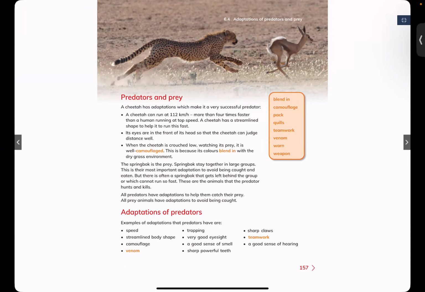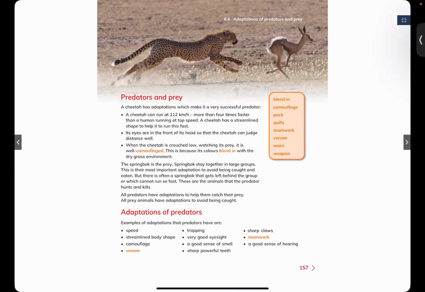Now, similarly, if the predator has certain adaptations, the prey also has them. So preys are generally weaker, right? But again, there are certain adaptations that they have developed so as to escape from danger. Now, they prefer to stay in large groups, and those who can't run fast are the ones to be attacked by the predators.